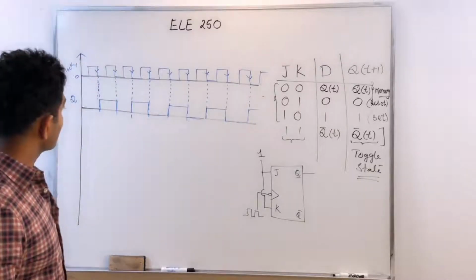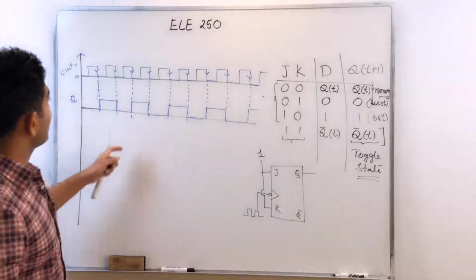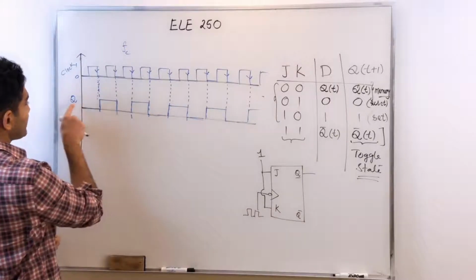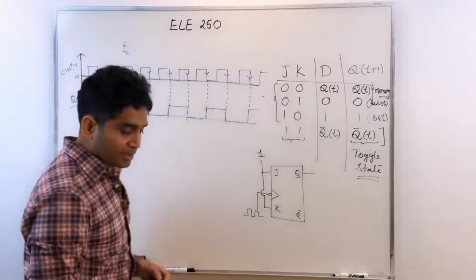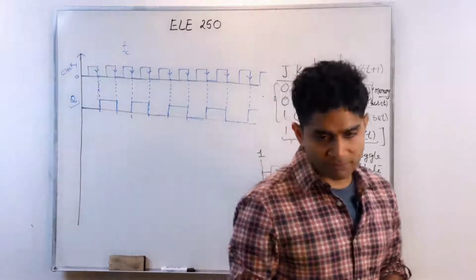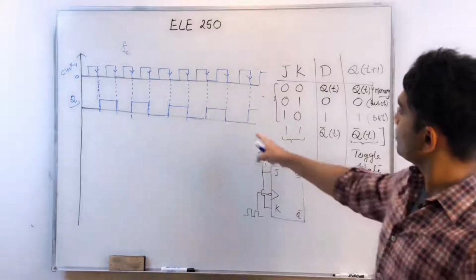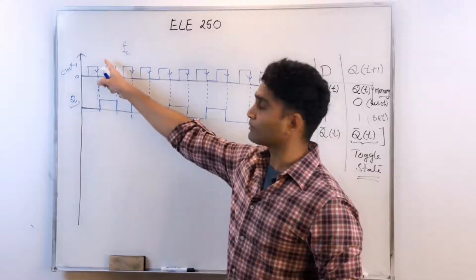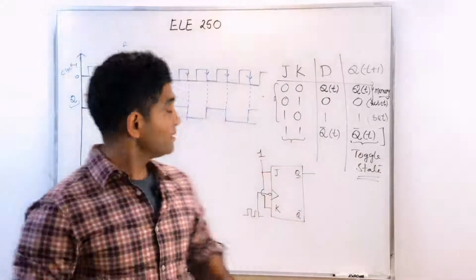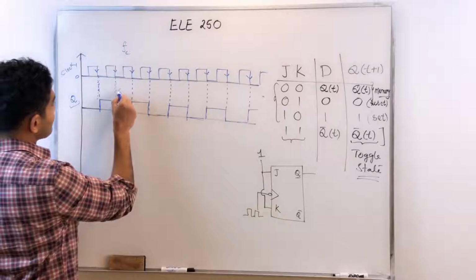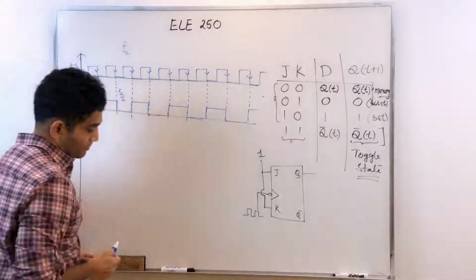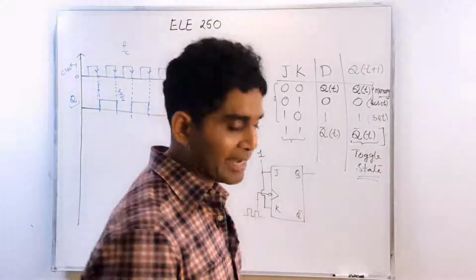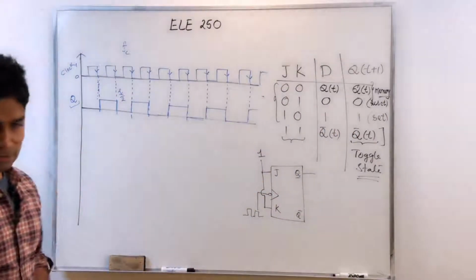Now, if I have a clock frequency of Fc in this case, what can you say about the frequency of Q? Because Q is also a square wave signal. You'll see that the frequency of Q is half of the frequency of the clock. The frequency of Q is now Fc over 2. Okay, so I can divide the frequency. It halves the frequency of the master clock.